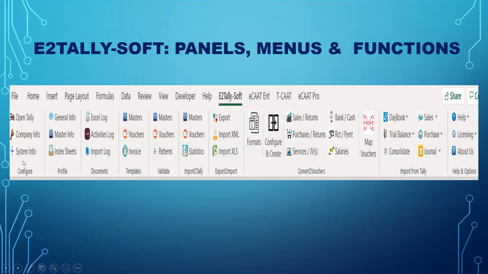For example, if you look at the panels, you have the configure panel, profile, documents, template, validate, import to Tally, export to import, convert to vouchers, and import from Tally. You find most of the panels are self-explanatory. Not only that, most of the functions are organized in such a way that you can perform these functions in a few clicks. For example, if you look at the profile, you have the general info, master info, and the index sheets. Similarly, in the documentation, you have Excel log, activities log, and the import log. I'm going to show you a demo of these functions a little later.